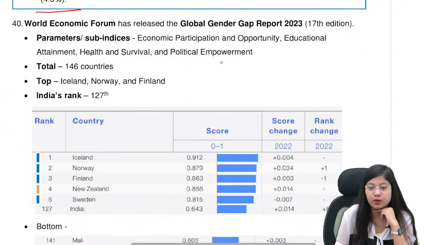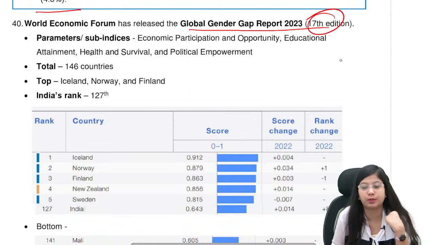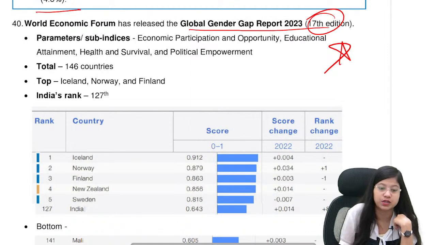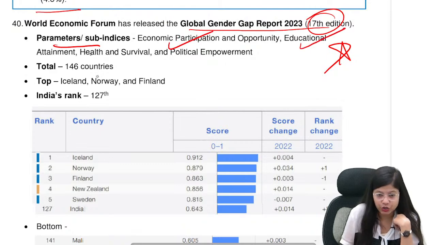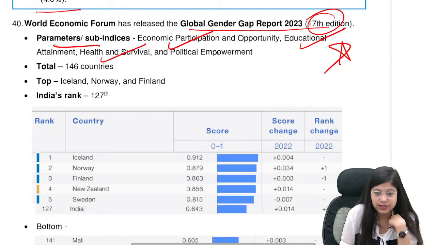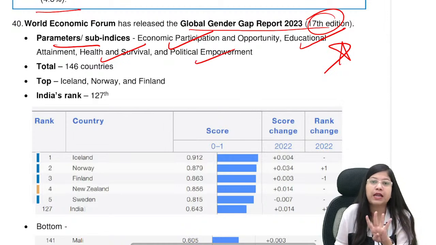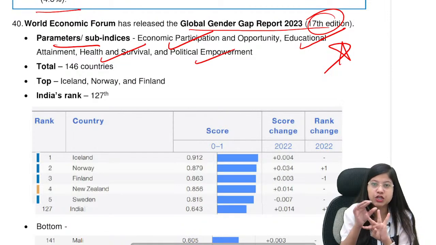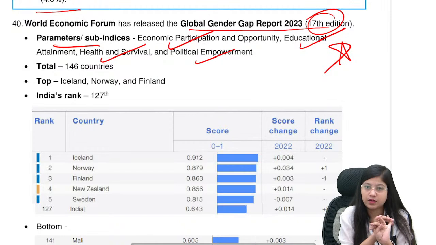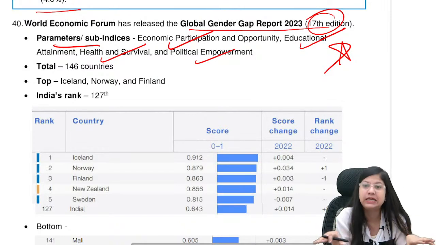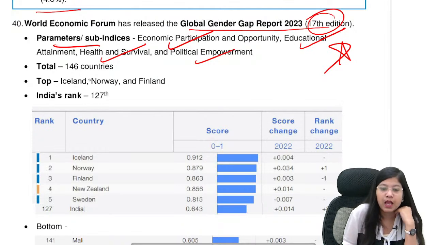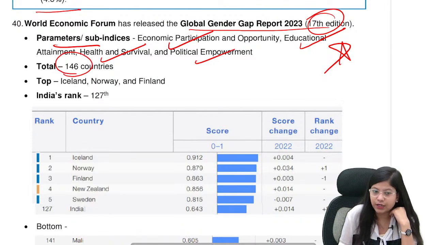The World Economic Forum has released the Global Gender Gap Report, 17th edition, in 2023. Very important report, pay attention. Parameters: economic participation and opportunity, educational attainment, health and survival, political empowerment. Four parameters are there: health, education, politics and economic. Okay, these 4 parameters completely cover a person's life. 146 countries are in total assessed.